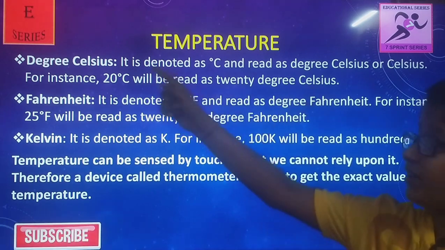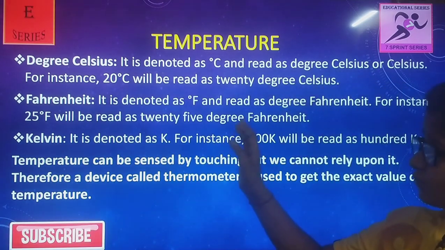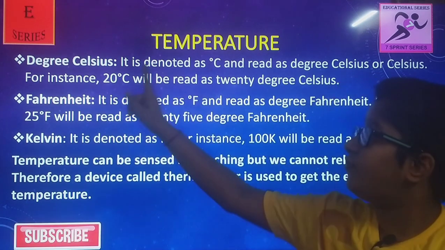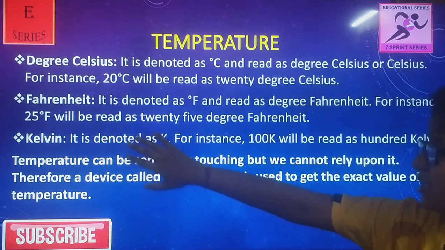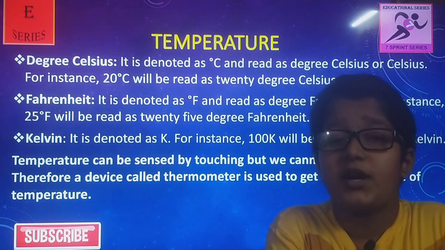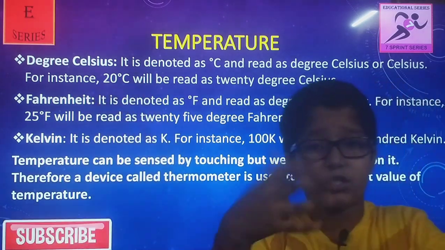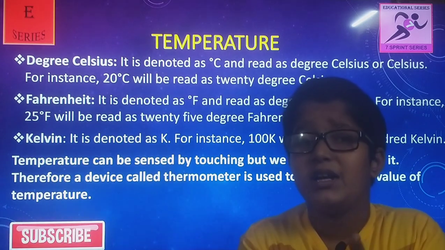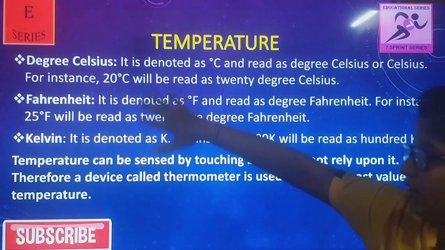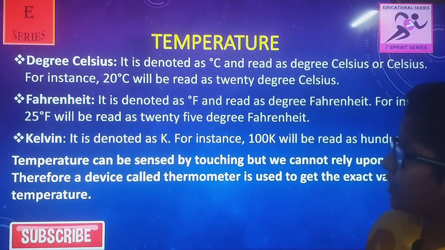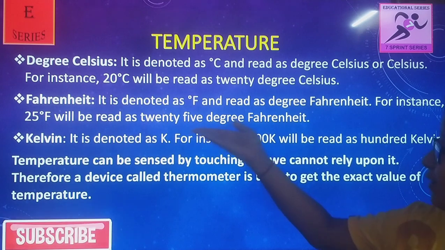You can see 20 degree Celsius is read as 20 degree Celsius. This is another way of writing, where this is the Celsius sign and you write the temperature above it. Fahrenheit is denoted as degree F and it can be written such as 25 degree F. If the body has a certain temperature, then according to that there are some values. That temperature can be shown in three different terms, Celsius, Fahrenheit and Kelvin. Suppose the body temperature is 25 degree Fahrenheit, then we will read it as 25 degree Fahrenheit.